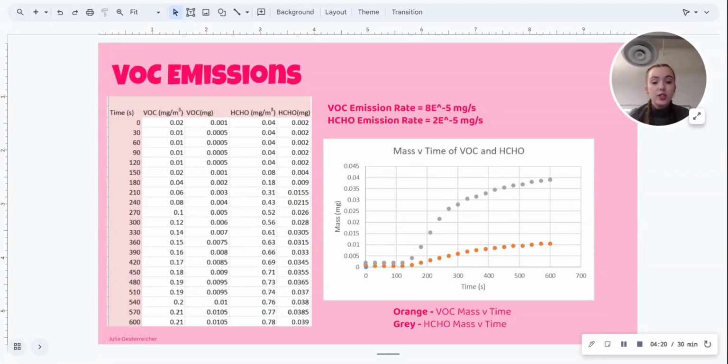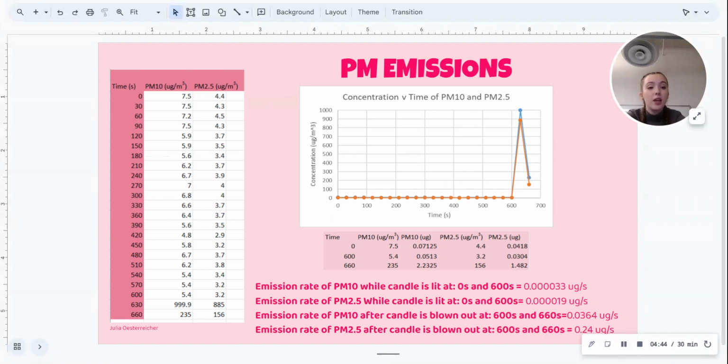Next was the VOC emissions. With this, as the disinfectant was being heated up and releasing, we can see that the VOCs stayed somewhat stable, and then they jumped up. You can see on our graph that it stayed pretty flat and then skyrocketed super quick and then flattened off once again.